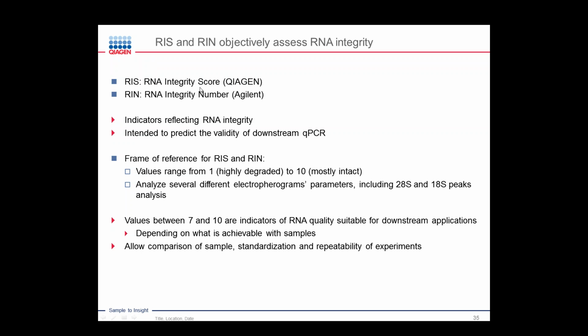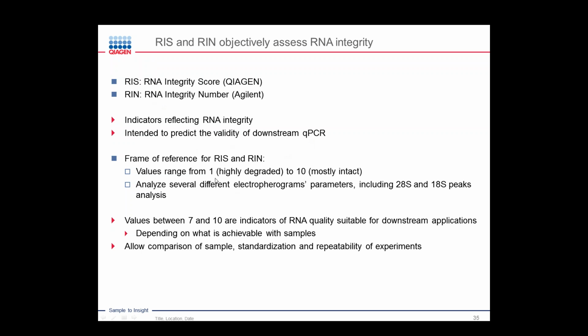The RNA integrity score has been developed by QIAGEN using the QIAxcel, and the alternative RIN value is the RNA integrity number from Agilent's bioanalyzer. Both are indicators reflecting RNA integrity and are intended to predict the validity of downstream qPCR.